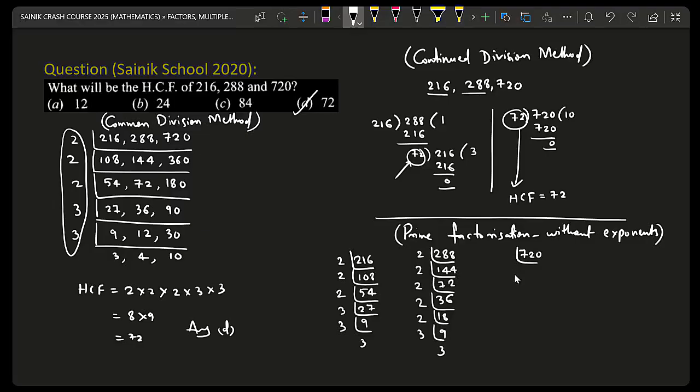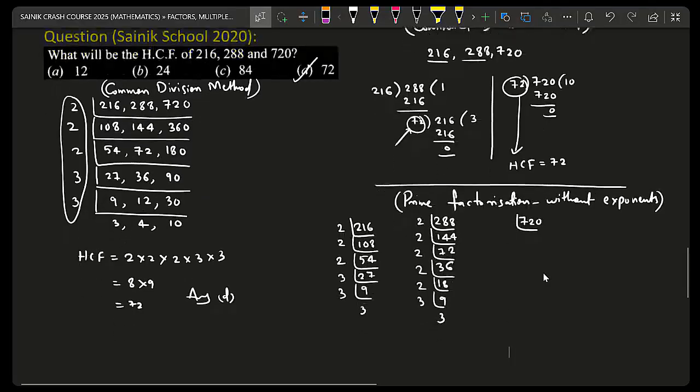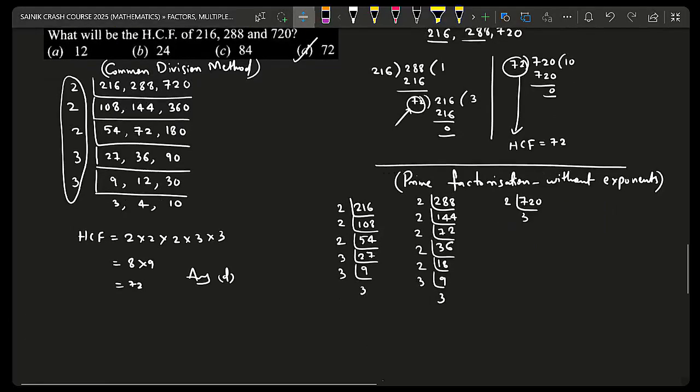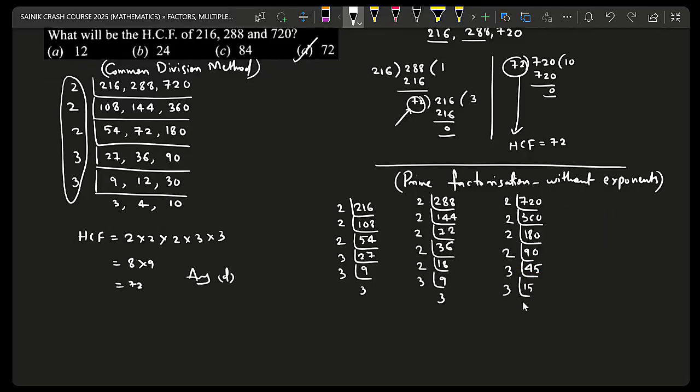How can you factorize this? 2 threes are 6. 2 sixes are 12. 2 eighteens are 36. Next. 2 zeros are 0. Next. 2 ninety are 180. Next. 2 forty-fives are 90. Next. 3 fifteens are 45. Next. 3 fives are 15. Is 5 a prime number? Yes, sir. So we have to stop.